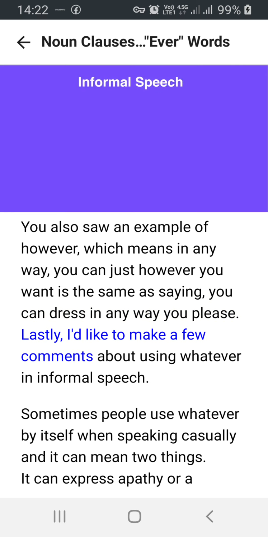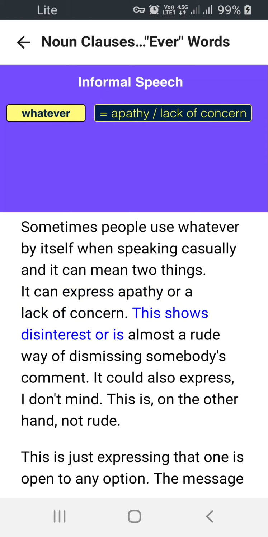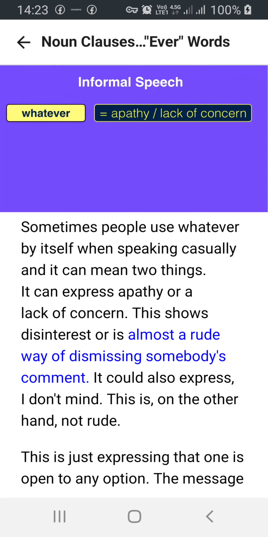Lastly, I'd like to make a few comments about using whatever in informal speech. Sometimes people use whatever by itself when speaking casually, and it can mean two things. It can express apathy or a lack of concern. This shows disinterest or is almost a rude way of dismissing somebody's comment.